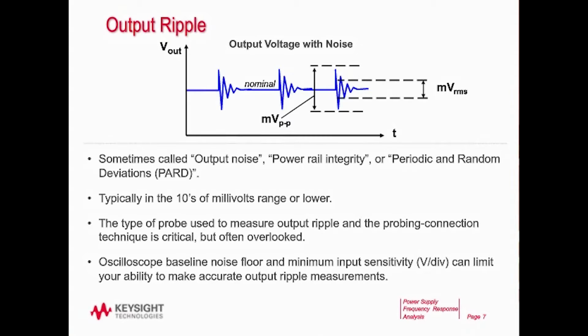The type of probe you use and the way you connect is extremely critical as to how accurate you're going to make output ripple measurements, as well as power supply rejection ratio and control loop response measurements. But sometimes these issues, how you connect, how you probe, are often overlooked. And the scope baseline noise floor and the minimum input sensitivity, meaning how low can you make volts per division, can also limit your ability to make an accurate output ripple measurement.